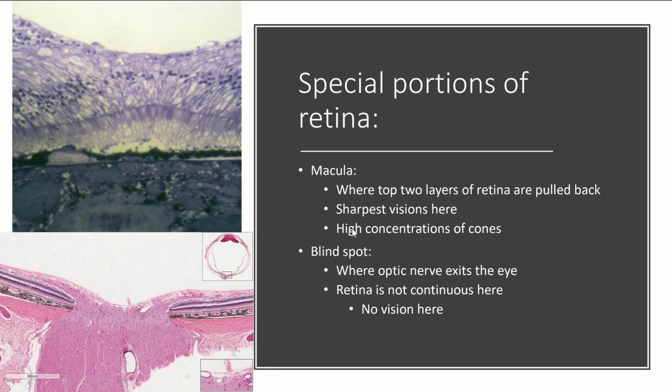Okay, so that's where we have the sharpest vision, and that is where we have a very high concentration of cones, because remember, those are important for detail, right? If I want to look at something and look at the detail and distinguish the colors and the nuances of something, I'm going to look at it really closely, and I'm going to focus it on my macula, okay?